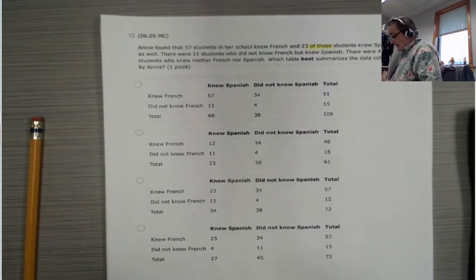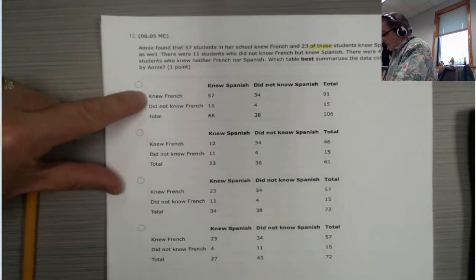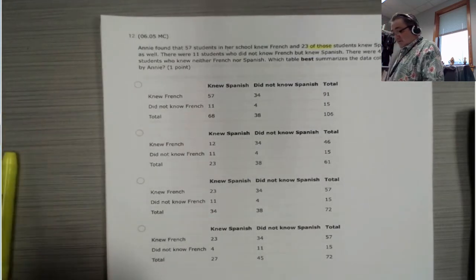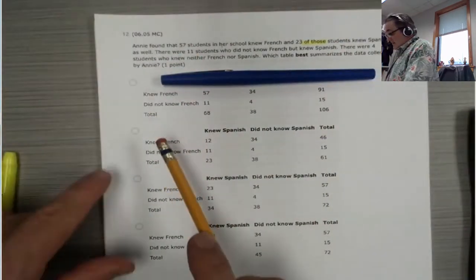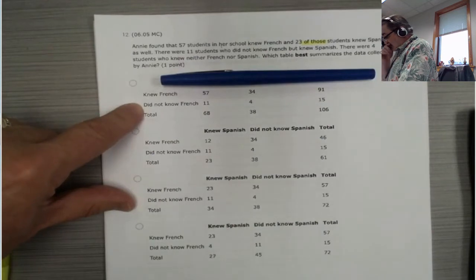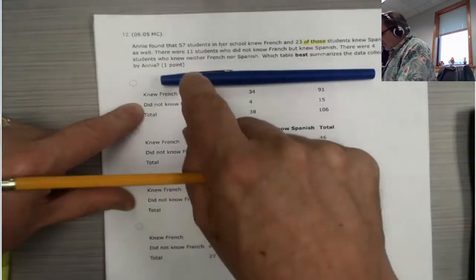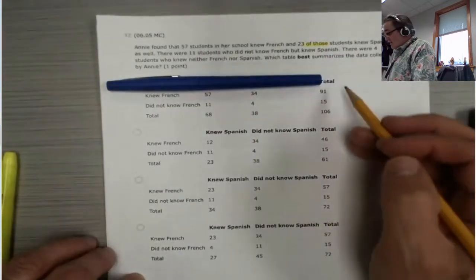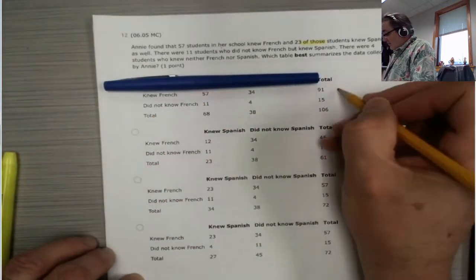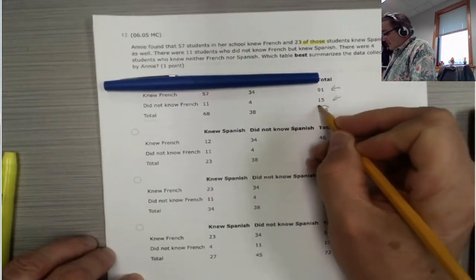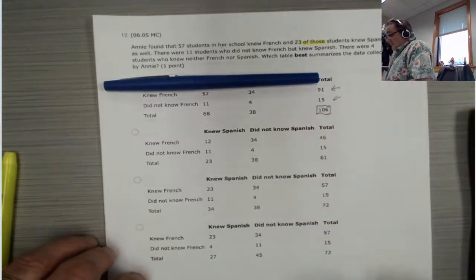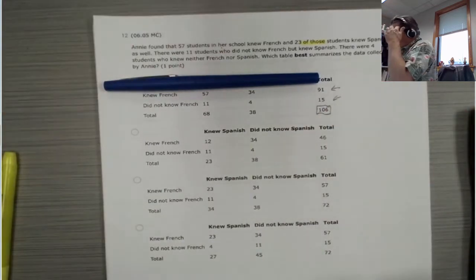All right, so the first thing is we can look at knew French or did not know French, right? So we can ignore this top column for the moment. We're saying, okay, how many knew French and didn't know French? So knew French, and the totals out here at the end, the total students that knew French was 91. The total that did not was 15. There's 106 students in the class. This is total students in her school. She surveyed 106.